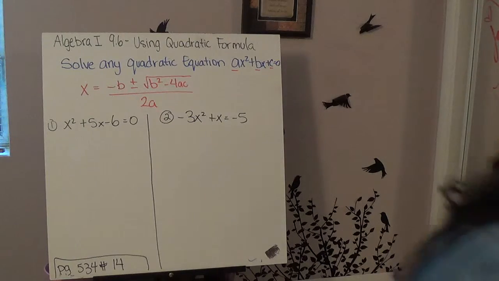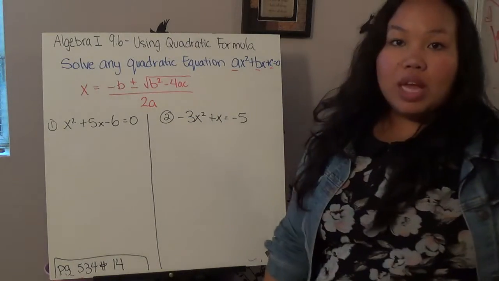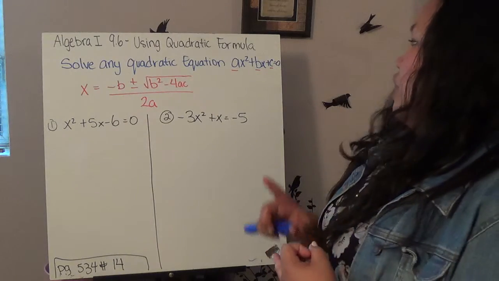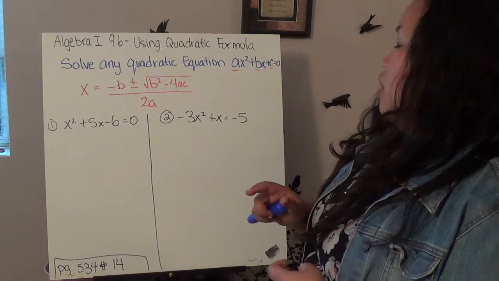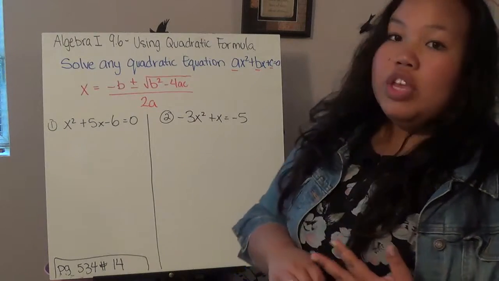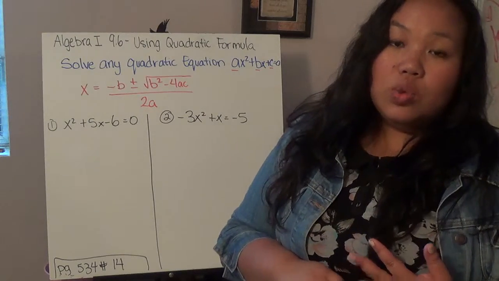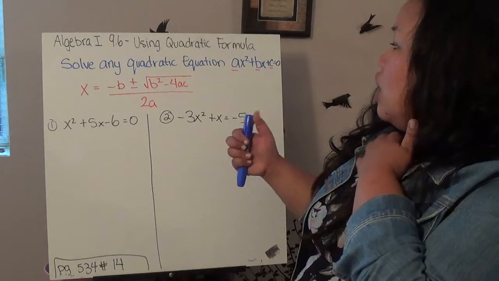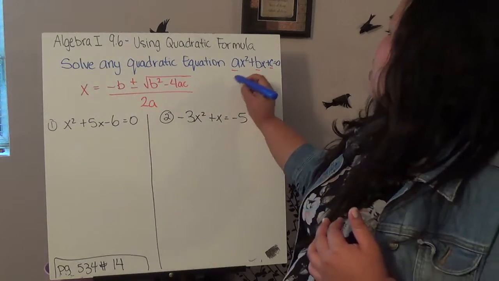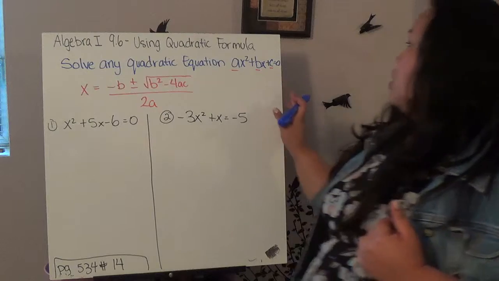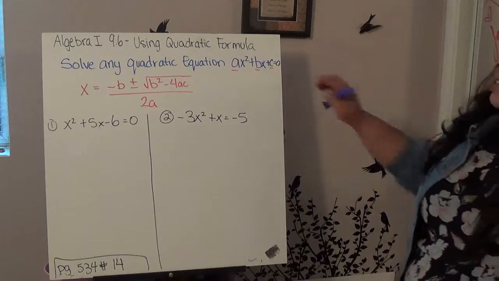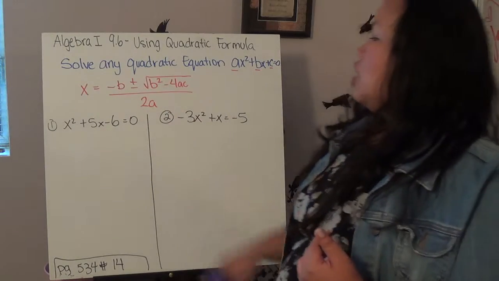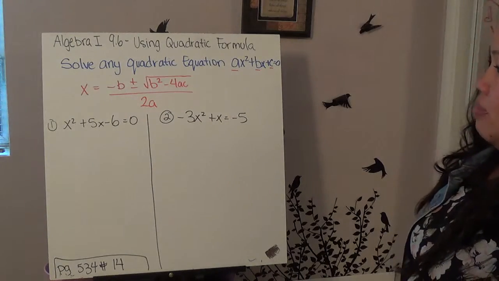Algebra 1 9.6 is using the quadratic formula. So you've dealt with ways to solve using graphing, you've dealt with solving using the square root. Now you're going to solve using the quadratic formula. Anytime you have the equation ax squared plus bx plus c set to 0, I can plug it into this formula and it'll solve it every time.